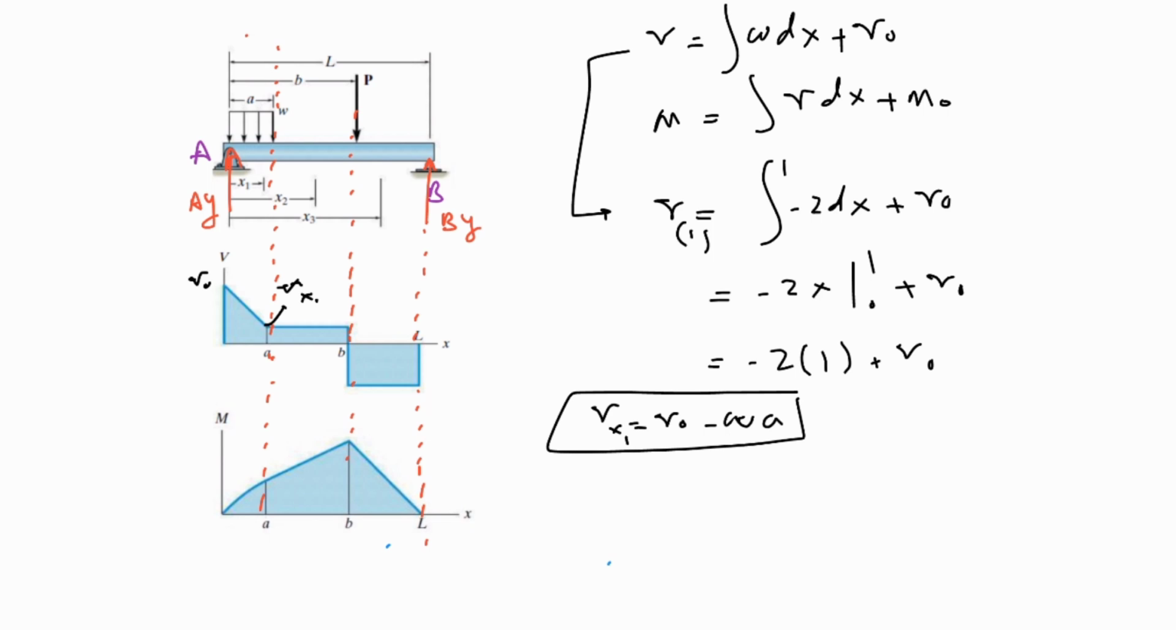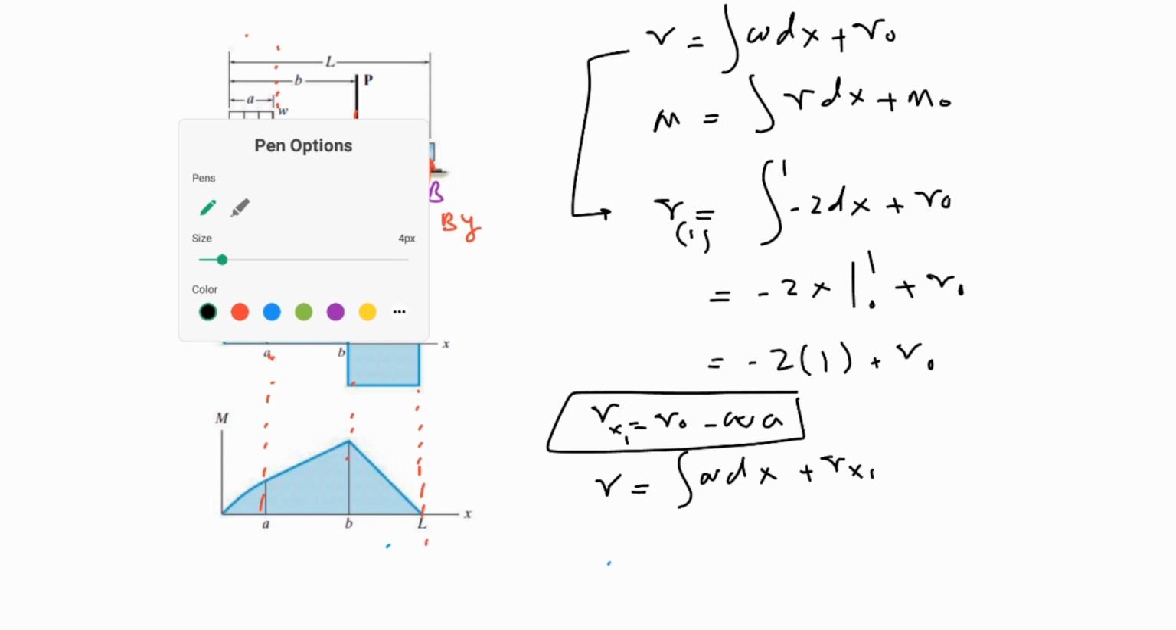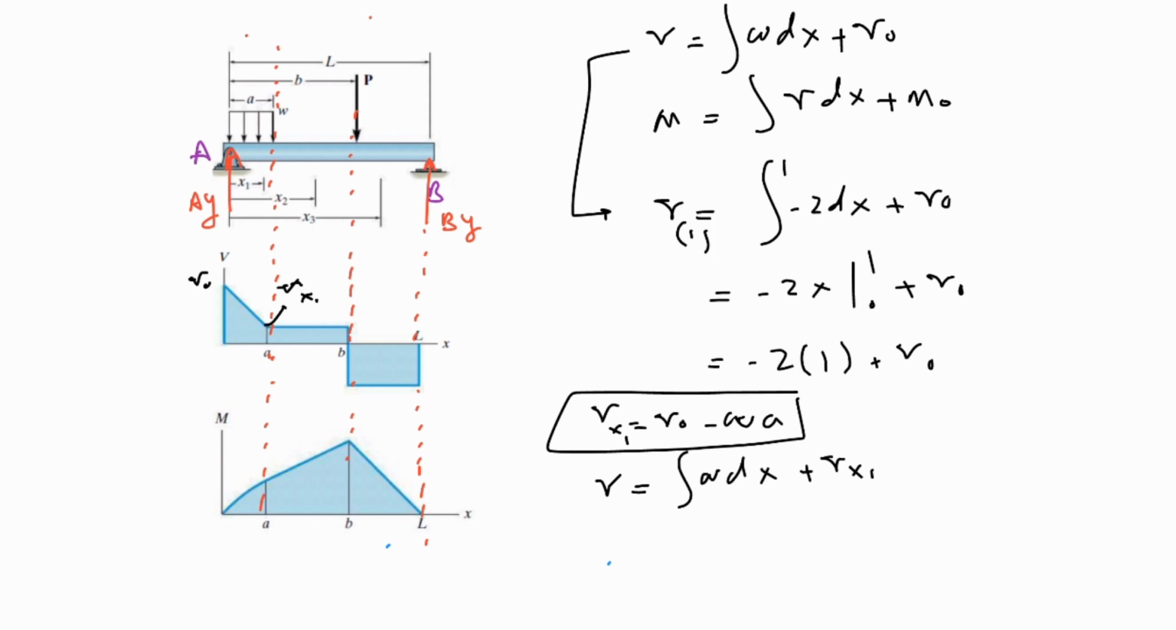We need to do the integral again, meaning that I have another V, which is again the same formula, but this time I'm going from x1 to x2. Then I put V of x1 as my brand new V0. Here I don't have any value for omega, meaning that omega is 0. The integral of 0 is 0, but we have V of x1, meaning that that's why this value stays constant.